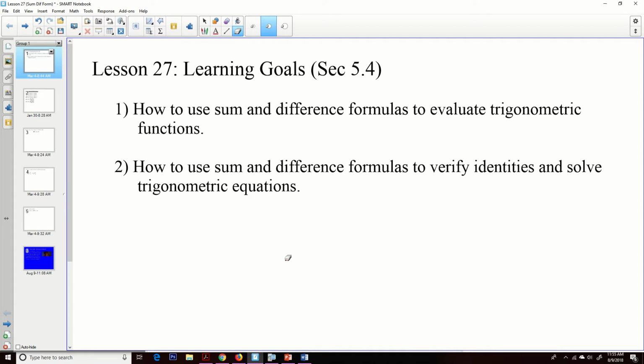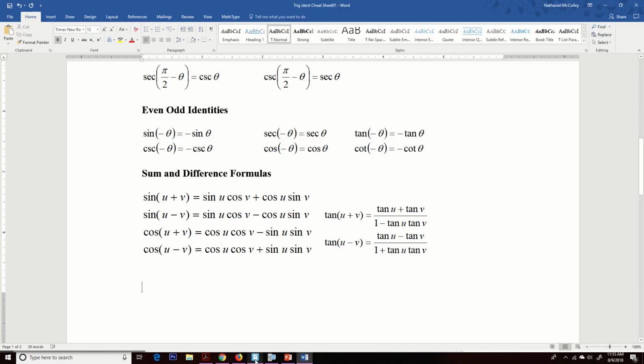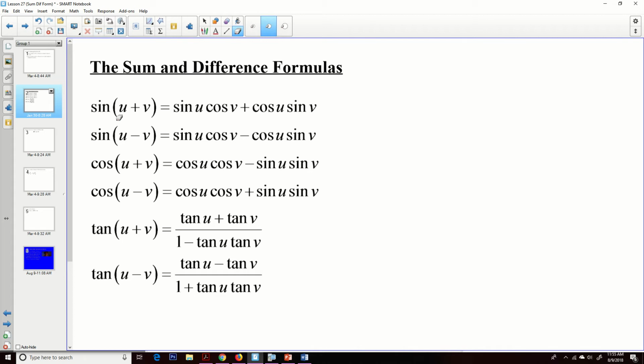The only thing that we're going to add is the sum and difference formulas, and those formulas are listed here. They are also on your trig identity cheat sheet. The main purpose of the sum and difference formulas is that they allow us to calculate exact values of more angles that are not necessarily on the unit circle. It's not going to allow us to calculate every one, but it does expand the number of angles that we can calculate by hand and get exact answers without using a graphing calculator. So let's see what that looks like.